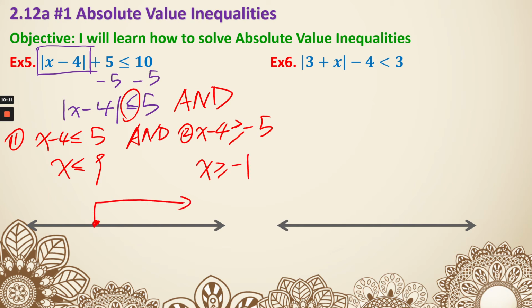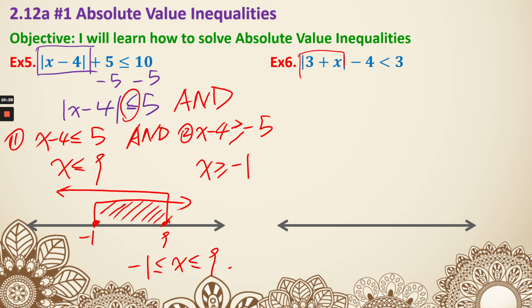So -1 to the right, 9 to the left. And we're going to shade the overlap, which is the middle. So final answer, -1 is less than or equal to x, which is less than or equal to 9. That's example 5. Now example 6, same idea. You want to make sure the box is isolated, so add 4 on both sides. 3 plus x inside absolute value is less than 3.